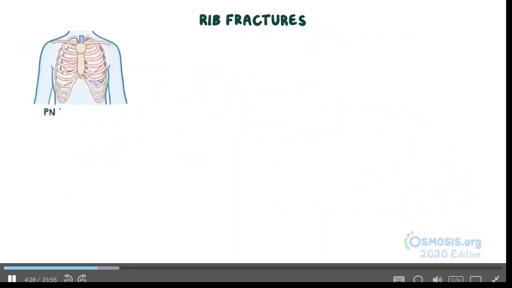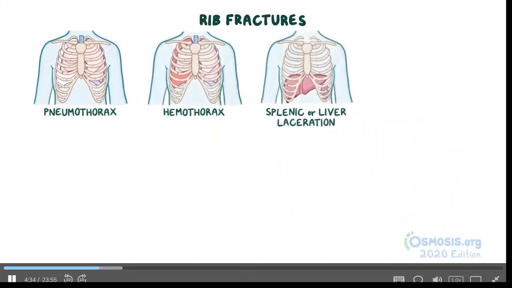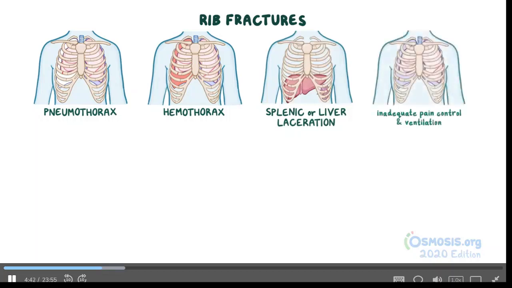Complications of rib fractures include a pneumothorax, hemothorax, or a splenic or liver laceration, which are all the result of the sharp edge of a displaced rib injuring nearby structures. Now, if there's inadequate pain control and ventilation, the lung can collapse, and that's called atelectasis. Atelectasis predisposes a person to developing a post-traumatic pneumonia.